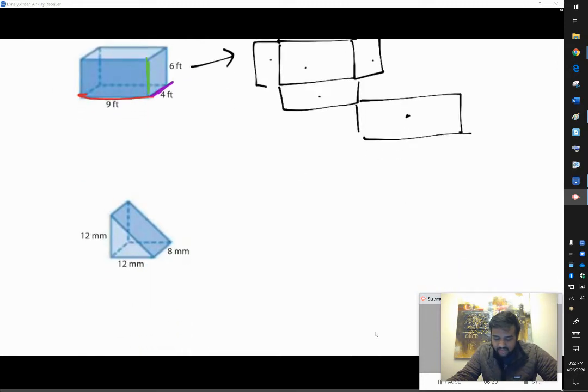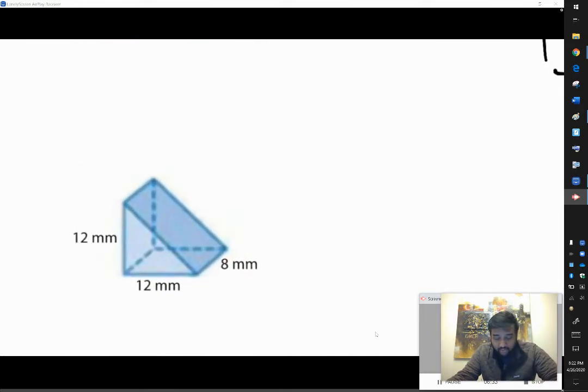A shape like this, likewise, you could find the area of this triangle. So the area of this triangle is 1/2 base times height, and there's 2 of them. So you find the areas of each one, the front triangle and the back triangle. But of course, there's also these 3 rectangles.